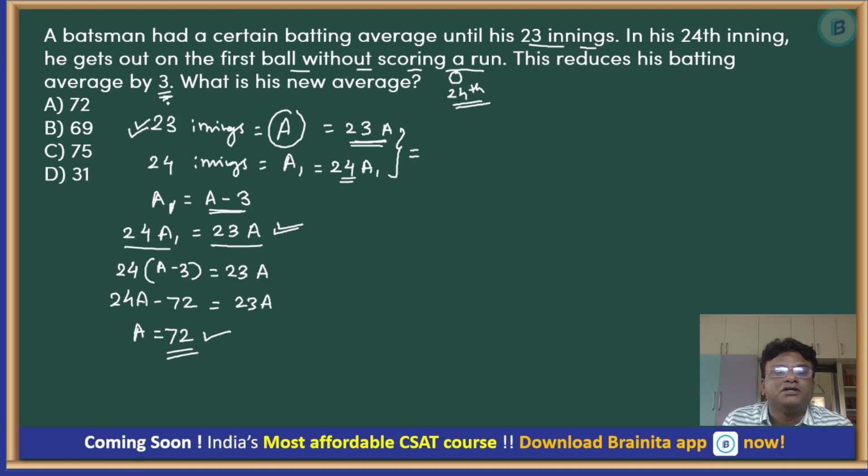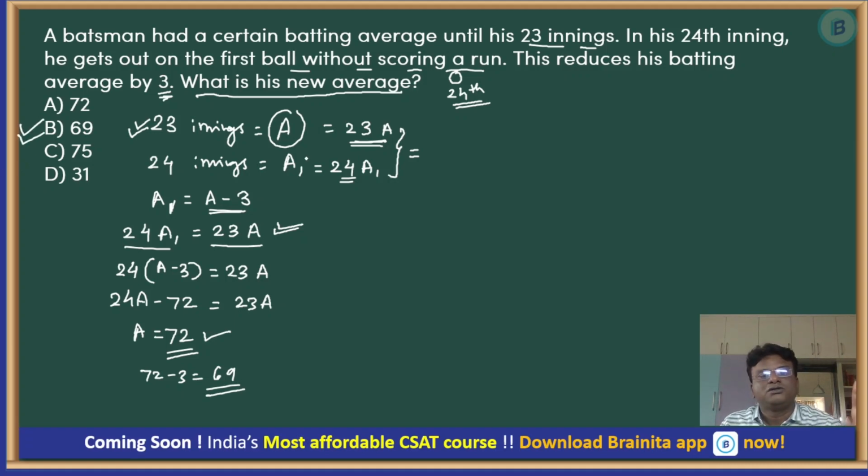And this is the option given too, but we have been asked what is his new average. So you need to always carefully see what is asked in the question. So the new average will be 72 minus 3, which is 60. So that's your answer, option B. Okay. So this is a very straightforward mathematical way of solving this question.